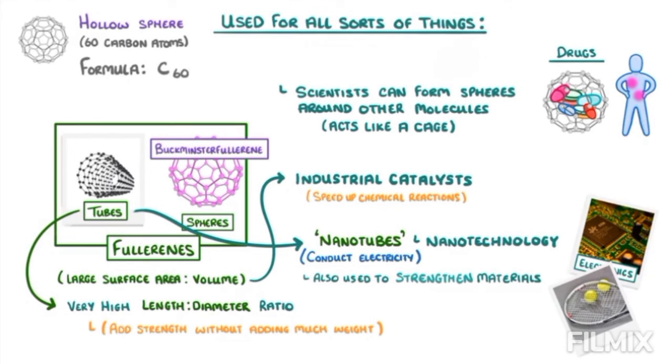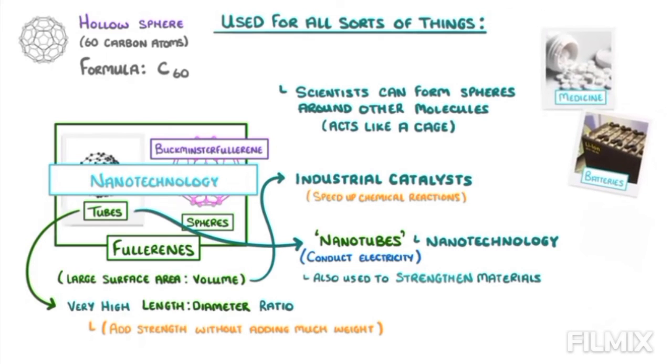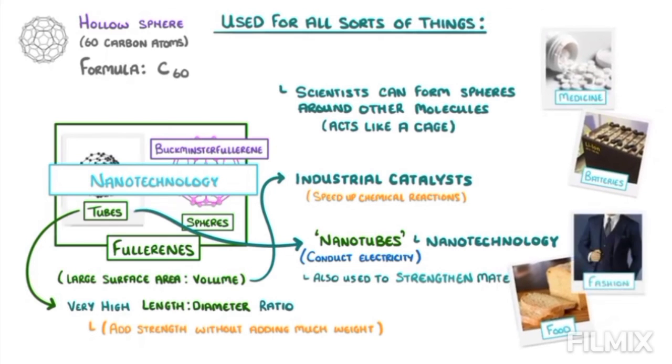The spherical fullerene is known as Buckminster fullerene. It is a hollow sphere containing 60 carbon atoms, so the formula is C60. It is used in medicines, batteries, food, fashion, etc. These fullerenes are used in various areas. Okay, now do these questions as homework.